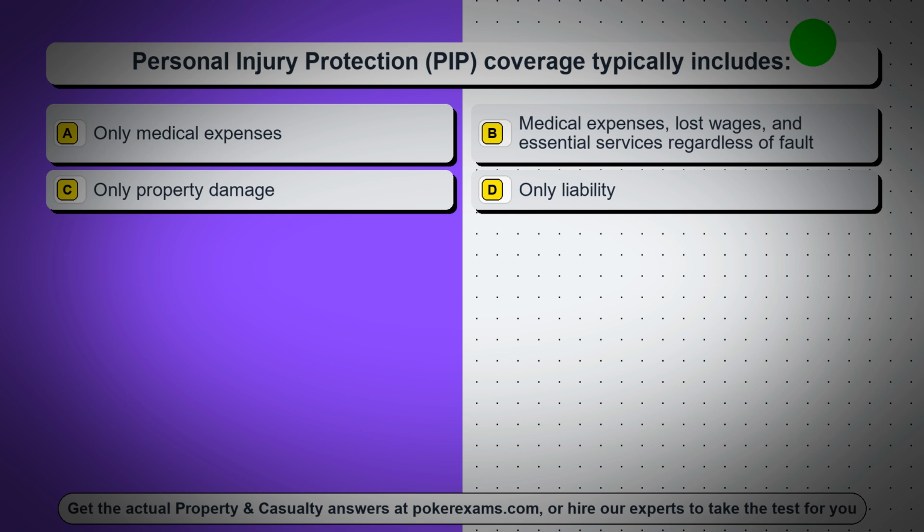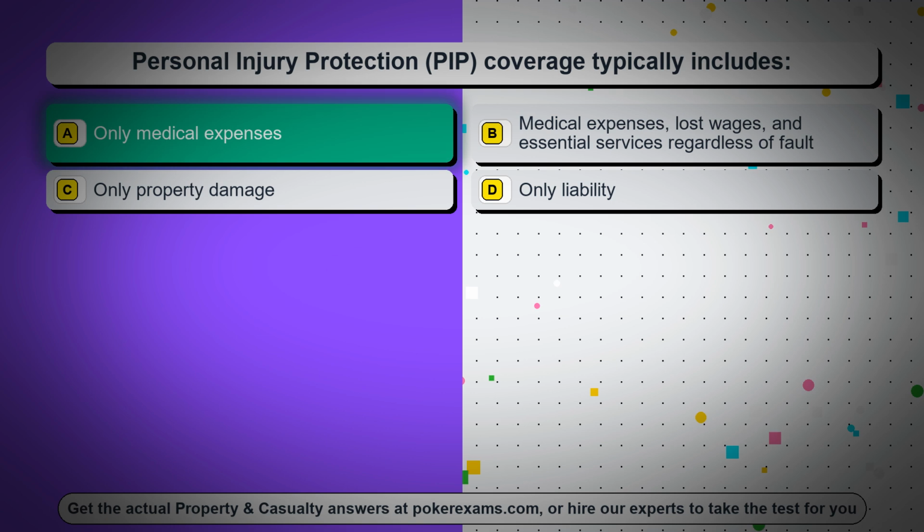Question 10. Personal injury protection, PIP, coverage typically includes: Option A, only medical expenses. Option B, medical expenses, lost wages, and essential services regardless of fault. Option C, only property damage. Option D, only liability. The correct answer is option A, only medical expenses.